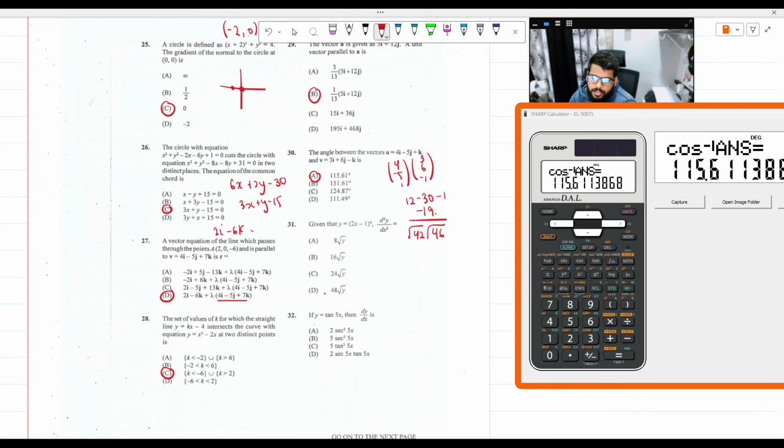This one is 48 root y. Tan 5x, when I differentiate tan again, sec squared, and I'm multiplying by the differential of the angle, which is going to be 5 sec squared 5x.